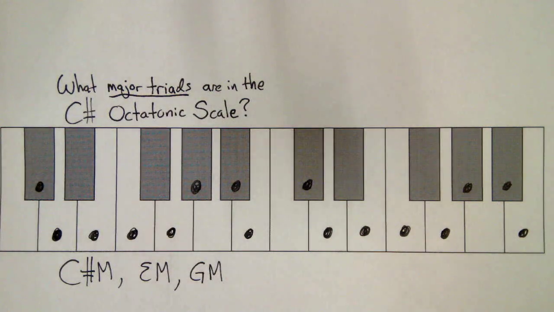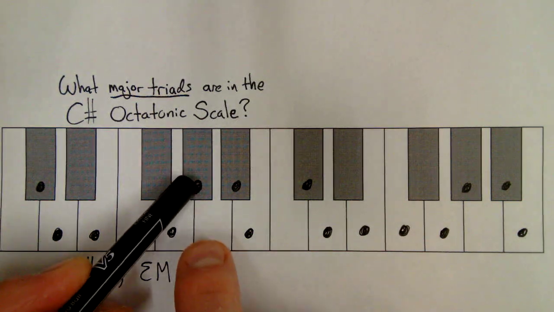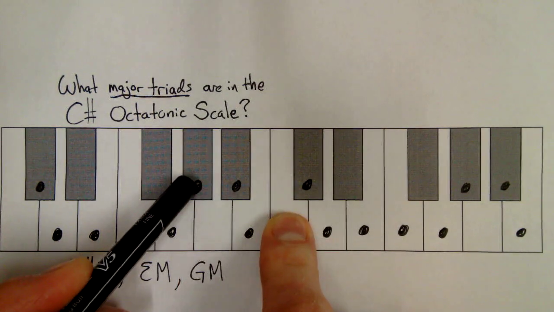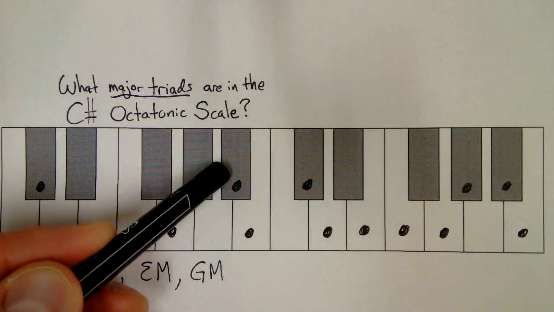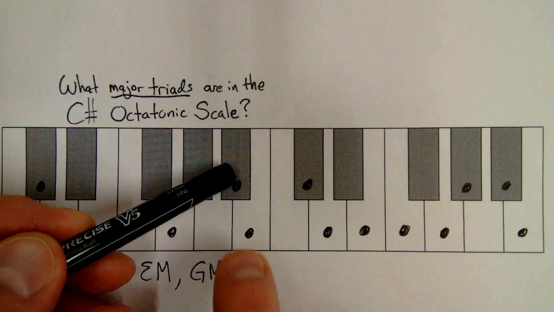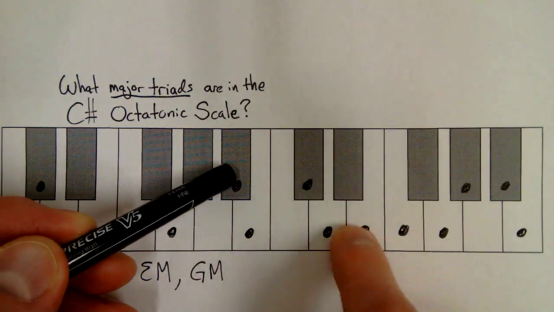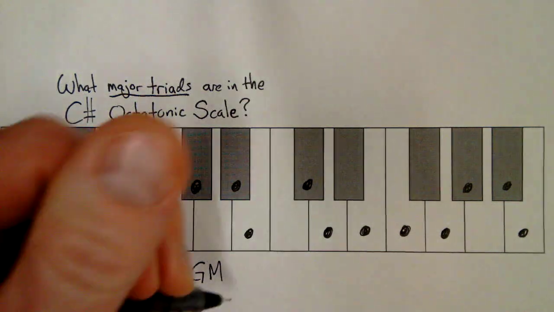All right. Let's start on G sharp. Can we go up 4 and get a member of the scale? 1, 2, 3, 4. No. That's not a part of the scale. Let's look at B flat. Can we go up 4 semitones and get a member of the scale? 1, 2, 3, 4. Yes. Can we go up 3 more? 1, 2, 3. Yes.